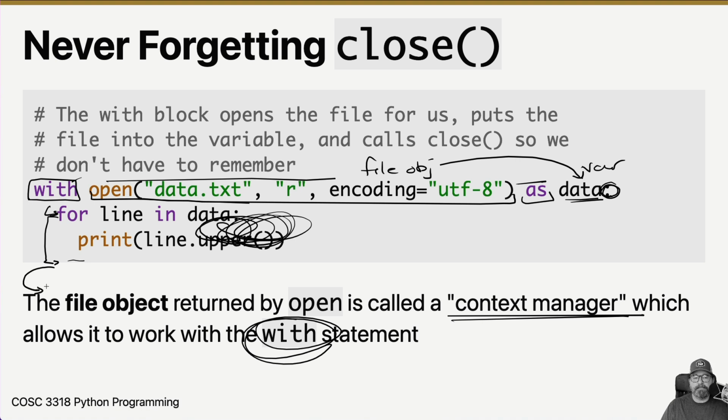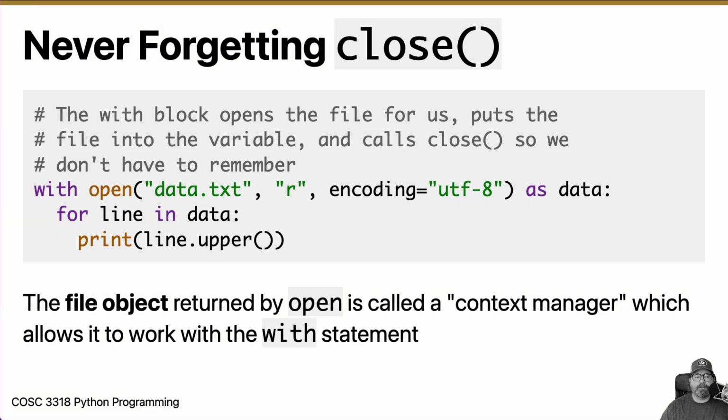And when that happens, this file object will automatically get called .close. .close is automatically called on it. So if you're ever doing any file stuff on your own, I would totally recommend using with open as some data. Let's say you just want to read all of the contents of a file.